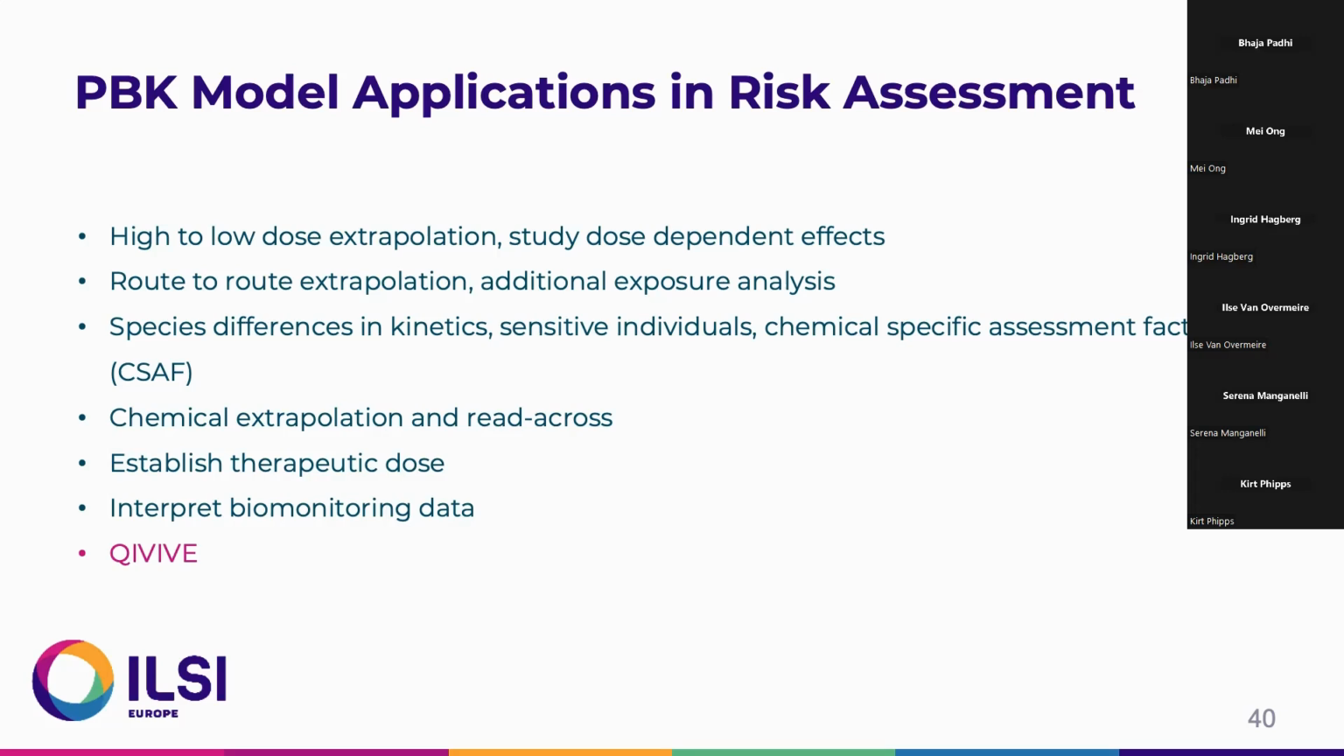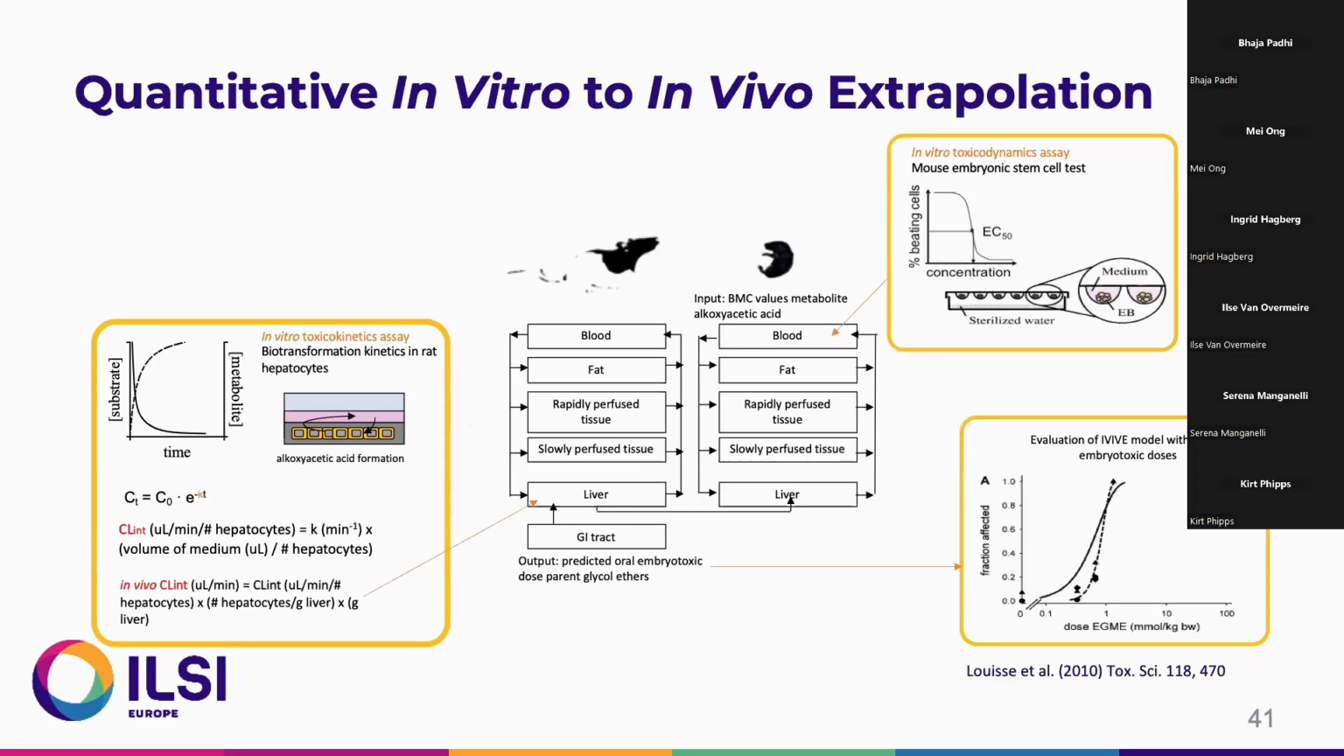But what we want to use it for really is QIVIVE, quantitative in vitro to in vivo extrapolation. Just bear with me, but the way that you use it is in a reverse dosimetry setting. Instead of giving it an oral dose, here you're using your in vitro concentration-response relationship. You put that concentration equal to the concentration in the tissue where that toxicity is relevant. In this case, we've got glycol ethers and their alkoxyacetic acid metabolites, which are very embryotoxic.